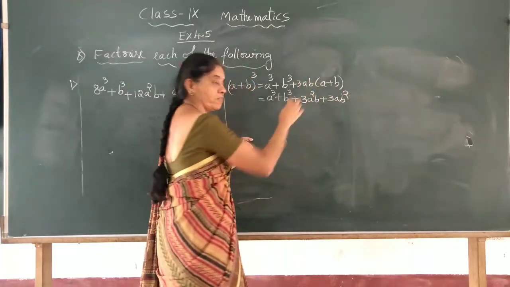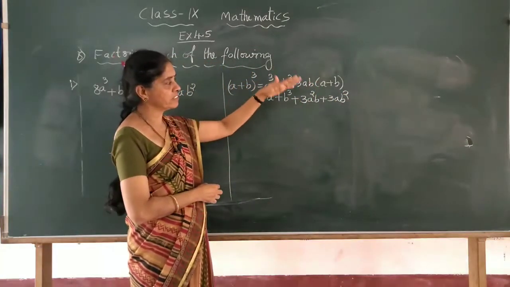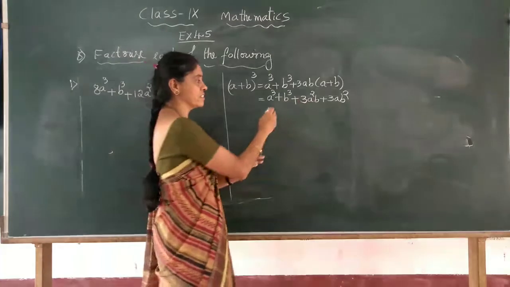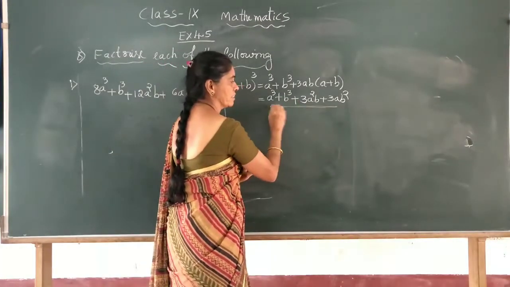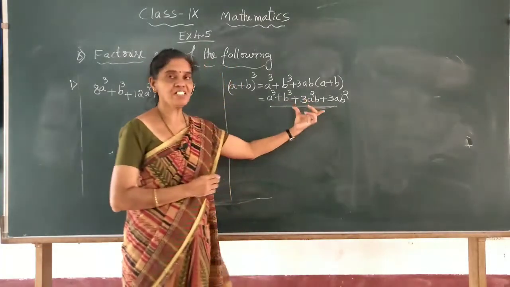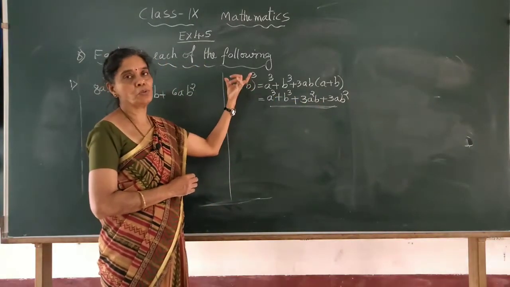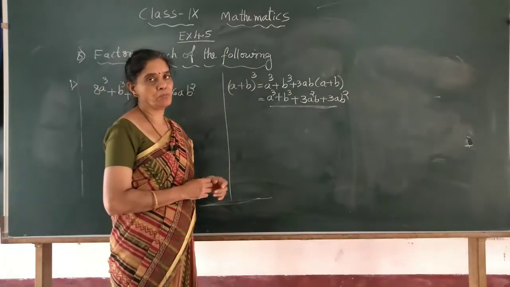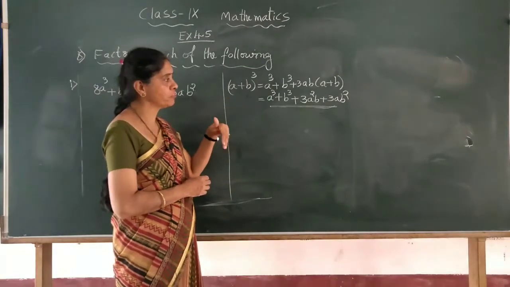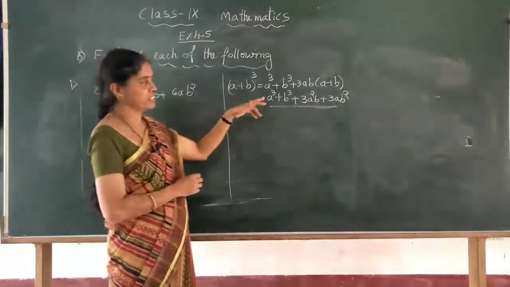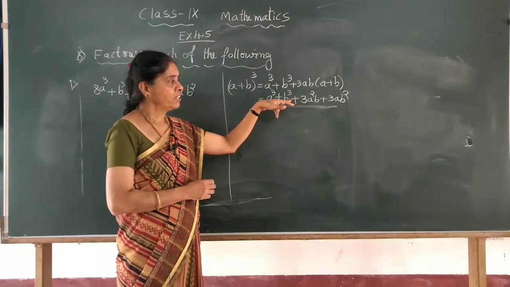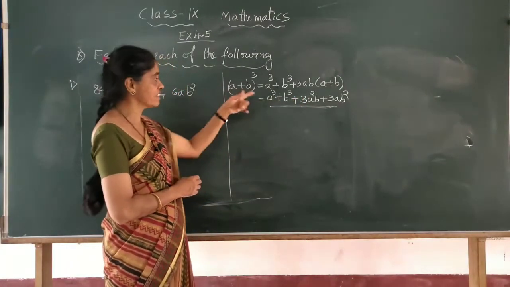So from the same identity, the expanded simplified form, the last answer is this one. So they have given the expanded form in this form. So your work is to find a plus b whole cube. How much? a plus b whole cube. Right? So what we have to do now, using this identity, is to write this in the same pattern.